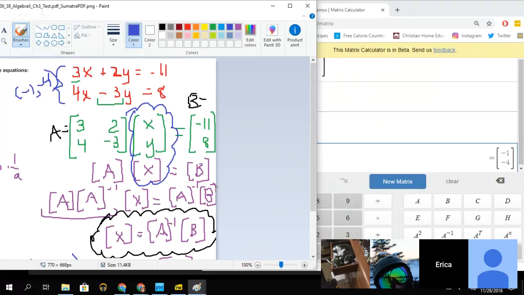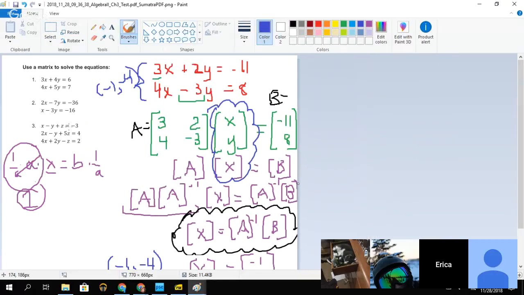Okay, so matrices are basically a nice, easy way, once you understand them, to help you solve these big linear equations, especially if you go back to your test and you have 3 equations and 3 variables. It's the same thing. You set it up the same way, and you're still going to take the inverse of matrix A times B, and that will solve the equation for you.